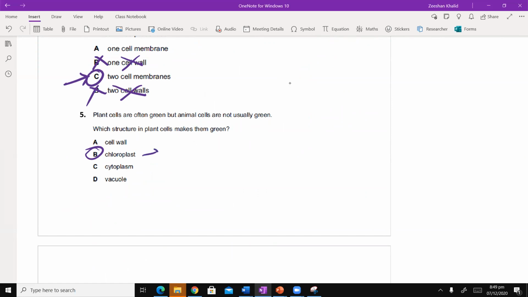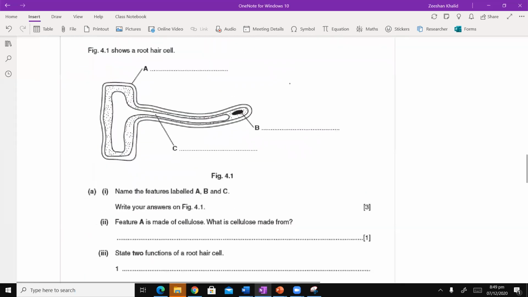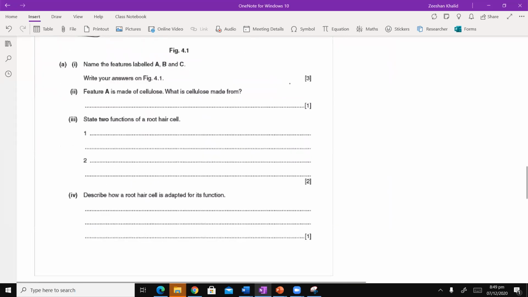Because by the way, what is inside the chloroplast that makes it green? It's the chlorophyll. Good, shabash. It's actually the chlorophyll that has the green color. So because of which the chloroplast appears green, of course. All right, now we come to our theory question.